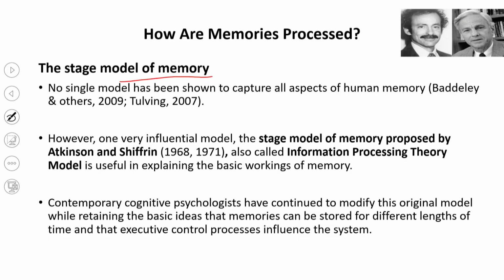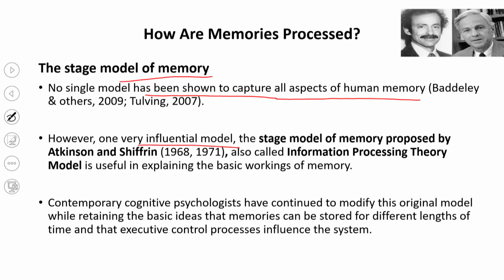Obviously, no single model has been shown to capture all the aspects of memory. There is no perfect model anywhere. These are the best models that we can use to explain things. There are issues in every model. But the stage model is one such model which has received a lot of empirical evidence, and it seems to be a very good model to explain human memory.